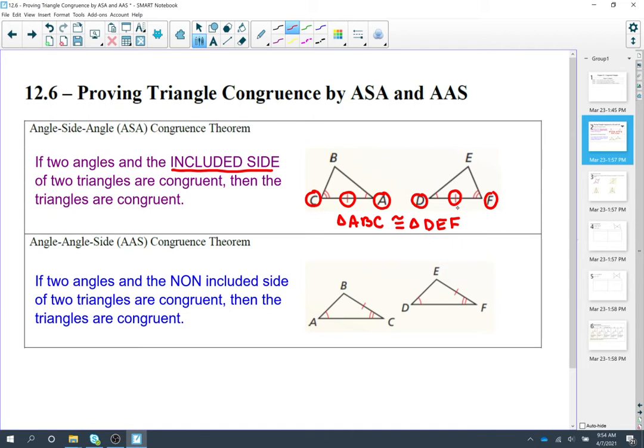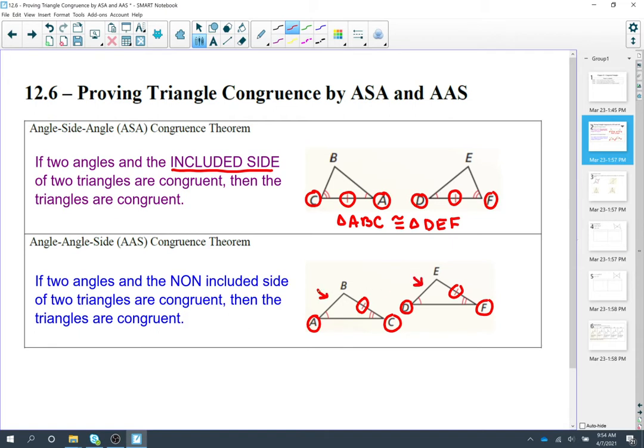Then we have angle, angle, side, which says if two angles and the non-included side of two triangles are congruent, then the triangles are congruent. So in this one, we still have these two angles. But notice now the side is not included. Okay, it could be this side. It could actually be the side over here as well. That one is not included.